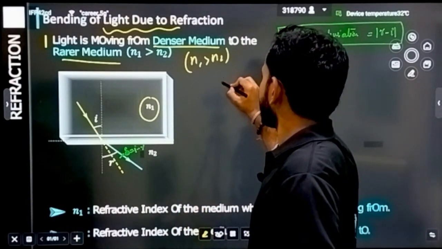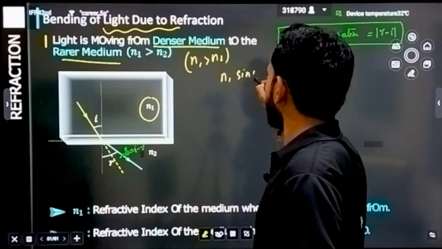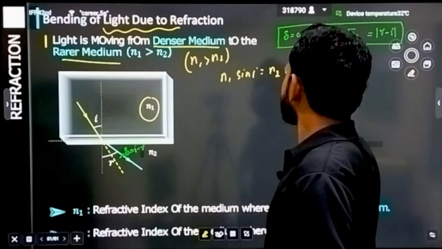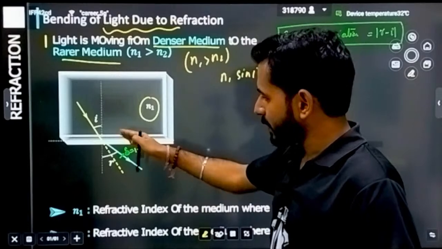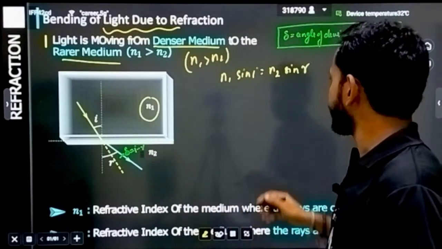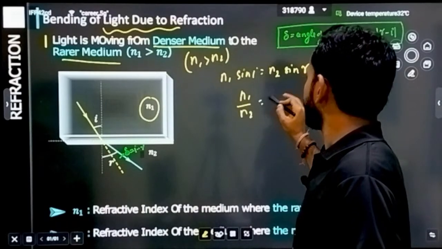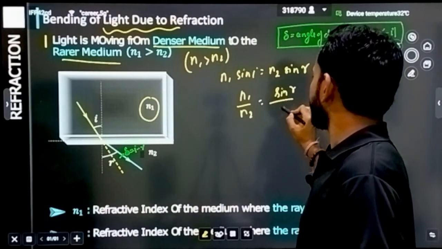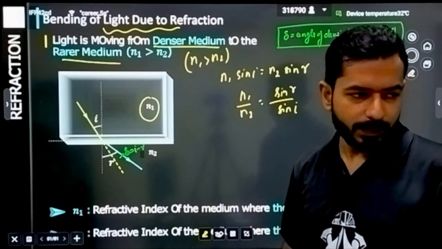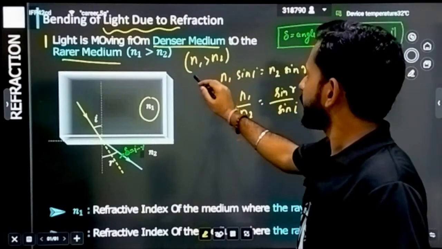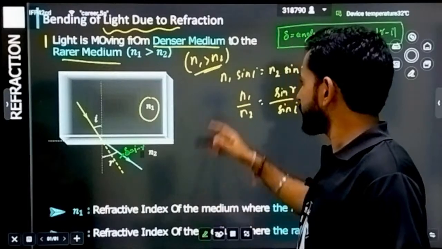Now let's see what will be happening. Apply Snell's law. What will we write? N1 sine of I is equal to N2 sine of R. Correct. Now, why is that bending away from the normal? Just give me a moment, you will understand. Now, what can you say? N1 by N2 is equal to sine of R divided by sine of I. Correct. Same thing I have written in a different form. Now, what is the condition here? That N1 is greater than N2.